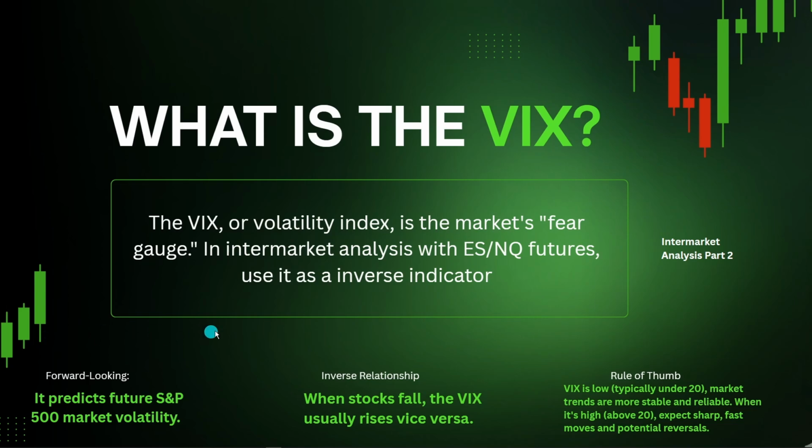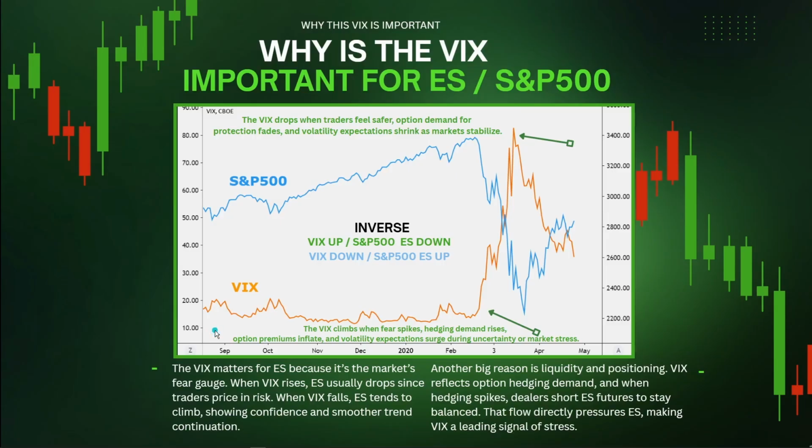Now, on the second slide here. Why is the VIX important for the S&P 500/ES? If you look at the top, where we have the picture right here, we've got the S&P 500 in the blue. We have the VIX in the orange. And in the middle, we have the inverse. This is always going to be a rule of thumb. When the VIX goes up, the S&P 500 goes down. The S&P 500, if you don't know, is just the ES. Now, when the VIX goes down, the S&P 500 goes up. All right, that's a rule of thumb that you have to know.